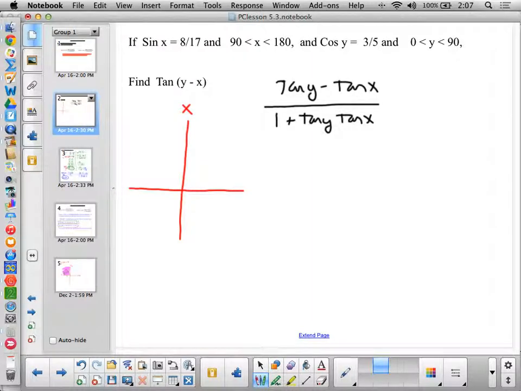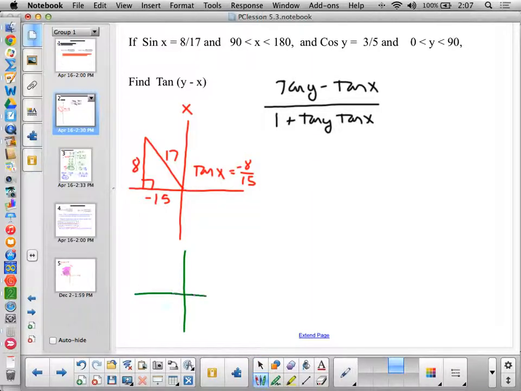This is x. X is in quadrant 2, between 90 and 180. The sine is 8/17, so that's going to be a -15, a Pythagorean triple. So the tangent of x is -8/15. Y is in the first quadrant. Cosine is 3/5, so that opposite side is 4, Pythagorean triple. Tangent of y, opposite over adjacent, 4/3. So we draw our little pictures and we get our values. We've been doing that for all of our problems so far, right?